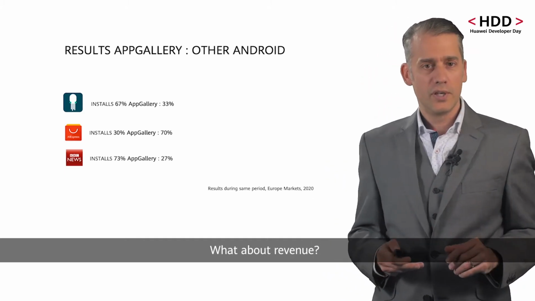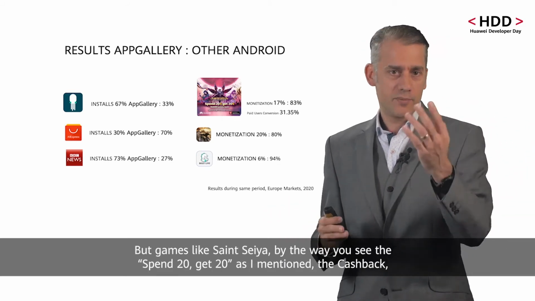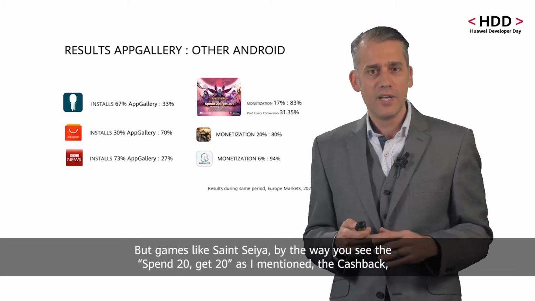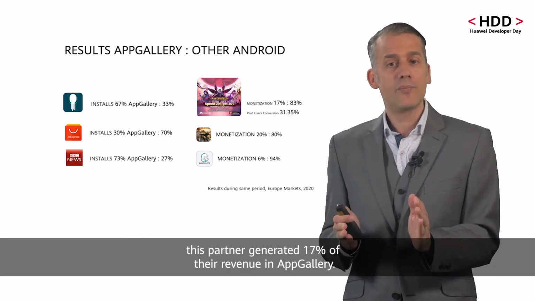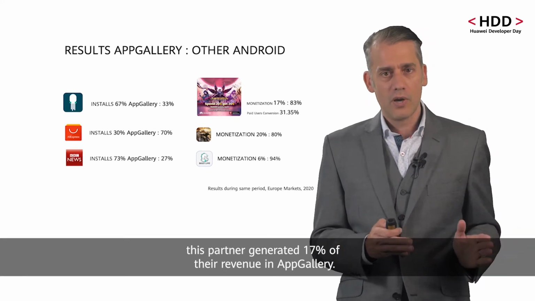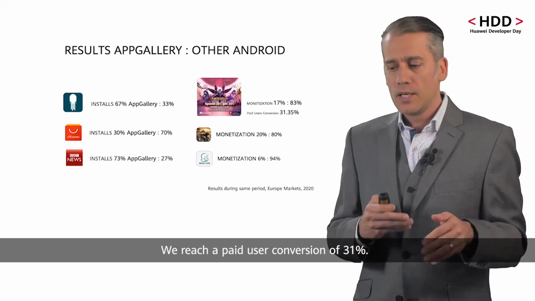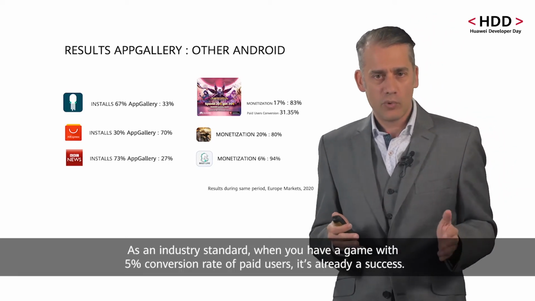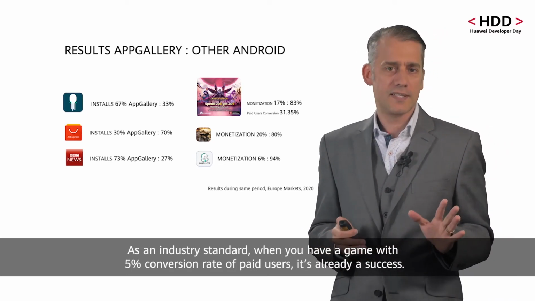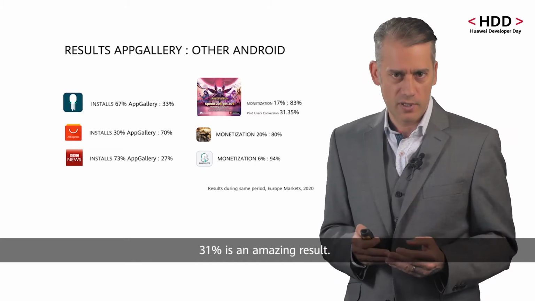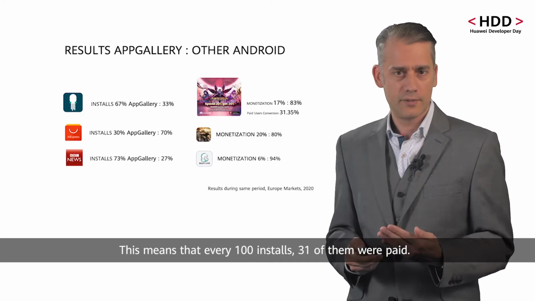What about revenue? In terms of revenue, we are much younger than other stores. But games like Saint Seiya, you see there, by the way, the spend 20, get 20 that I mentioned, the cashback. This partner generated 17% of the revenue in App Gallery. We reached a paid user conversion of 31%. As an industry standard, when you have a game with a 5% conversion rate of paid users, it's already a success. 31% is an amazing result. This means that of every 100 installs, 31 of them paid.